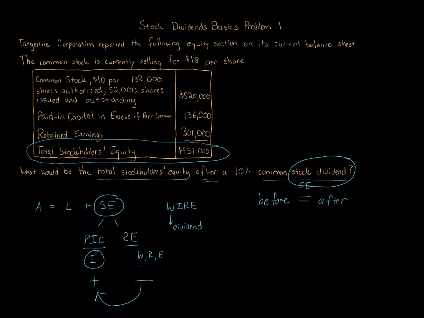We didn't even have to really write much. Of course, I wrote out all this stuff to help you understand it, but not really a lot of calculations. It's just understanding what the question's asking, understanding the rules, understanding what a stock dividend does to stockholders' equity, and boom, you just determined that the before and after total stockholders' equity are equal.